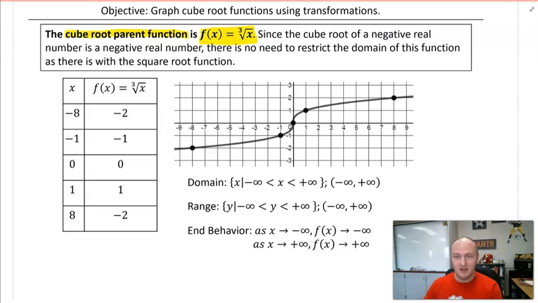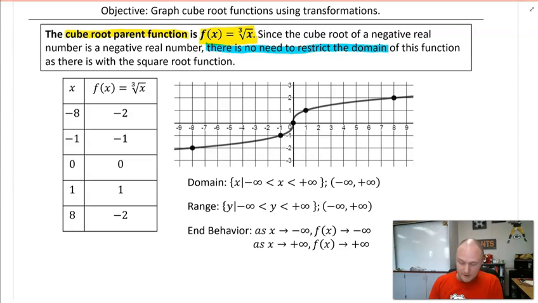Get it? OG. Okay, so since the cube root of a negative real number is a negative real number, there is no need to restrict the domain. So this is different than the square root. The square root, I can't have negative values in my radicand because that produces imaginary values. With the cube root, we don't have to worry about that, okay? So that's good news. All right, let's go ahead and talk about our cube root parent function.